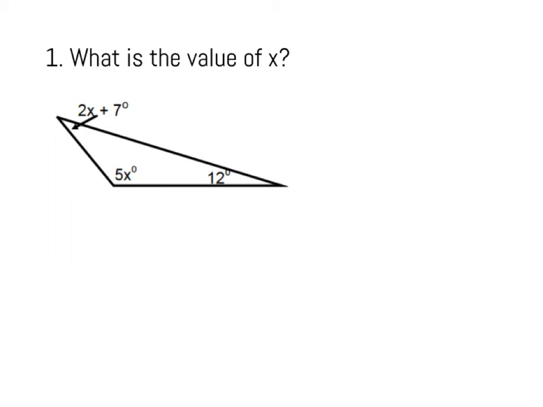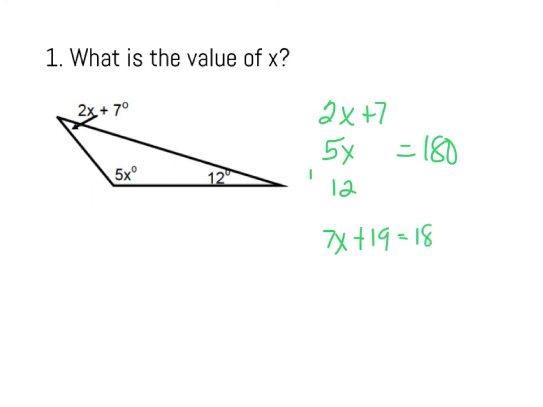Alright, so I'm looking for the value of x, so I'm going to set all 3 of my angles equal to 180. So we have 2x plus 7, we have 5x, and we have positive 12, and all of that's going to equal 180. So when I combine my like terms, 2x and 5x is 7x, and 7 plus 12 is 19, equals 180. Again, check and correct, make any corrections if you made any mistakes.